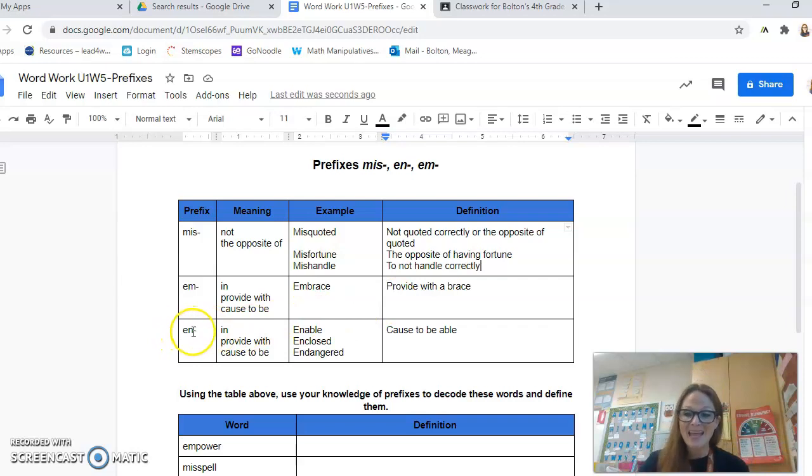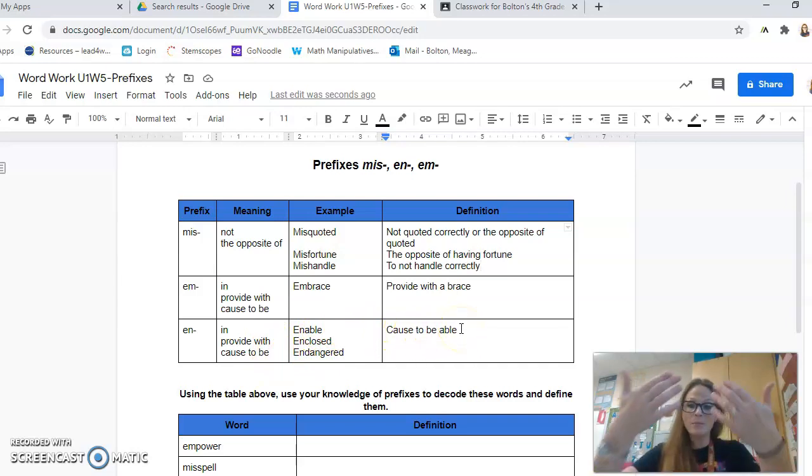This prefix en, like I said, is related to em, and there's a lot more words in English that have en in them. That prefix en can mean in, can mean to provide with, or can mean cause to be. So enable means to cause to be able. So if I enable you to read, I am causing you to be able to read. I'm enabling you with that skill. I'm giving you that ability, okay?